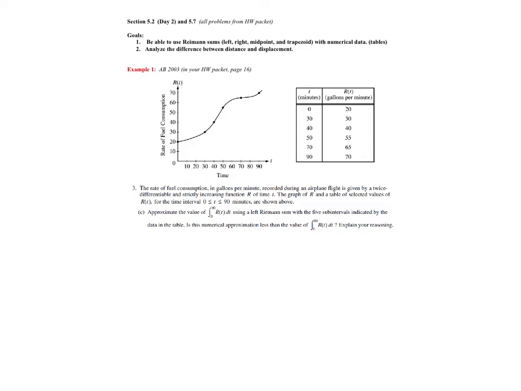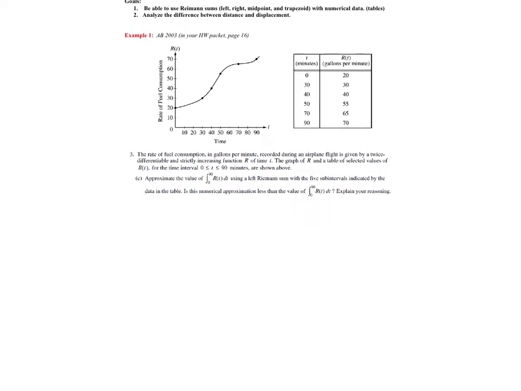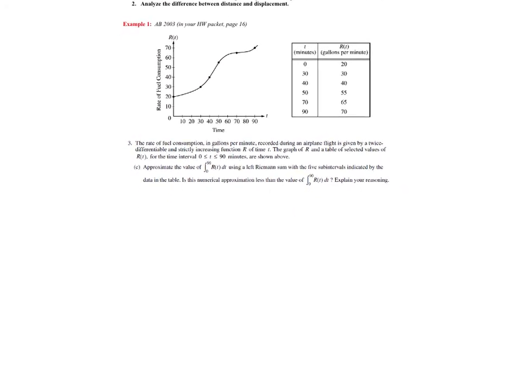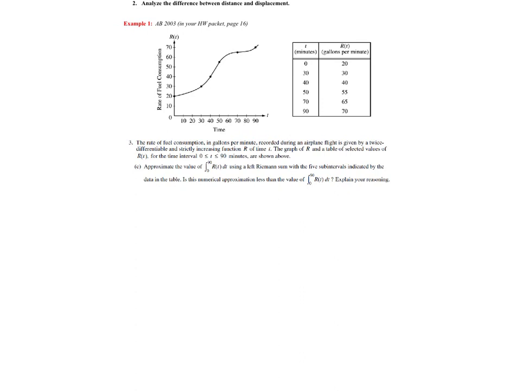So, all right, let's get started with example 1 from 2003, homework packet, page 16. The rate of fuel consumption in gallons per minute recorded during an airplane flight is given by the twice differentiable and strictly increasing function r of time t. The graph of r and the table of selected values of r of t for the time interval from 0 to 90 minutes are shown above.